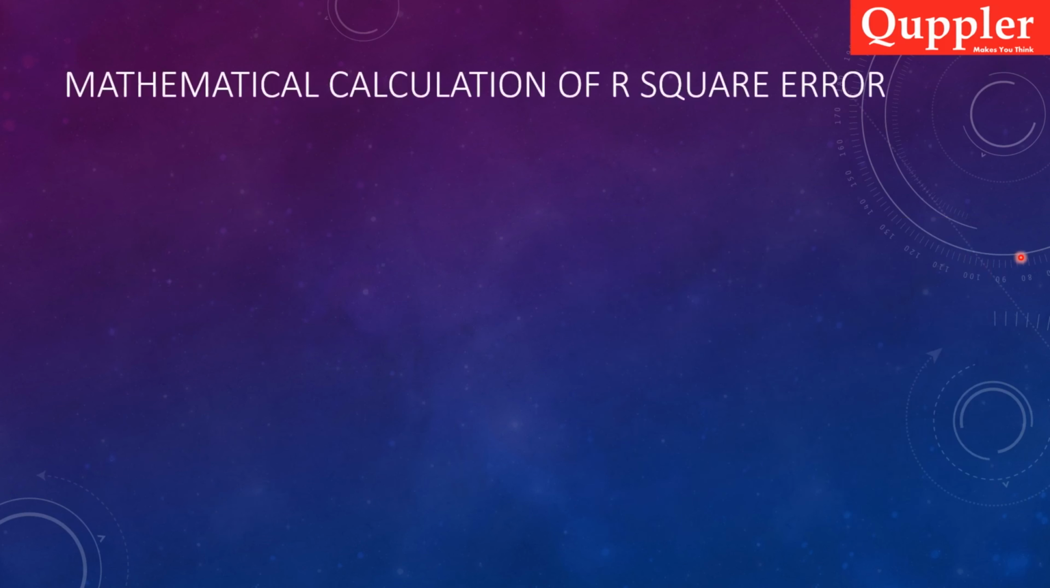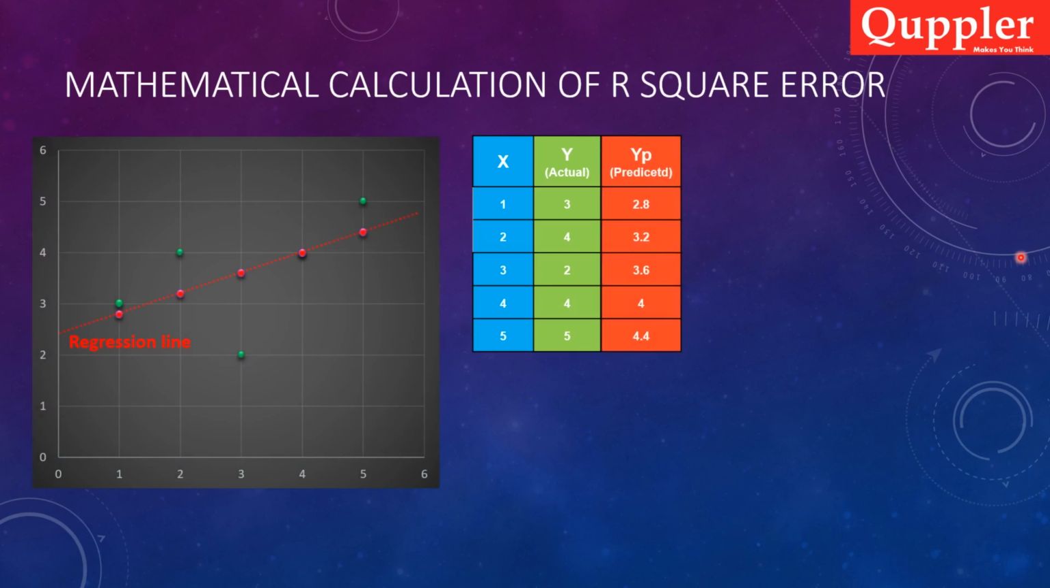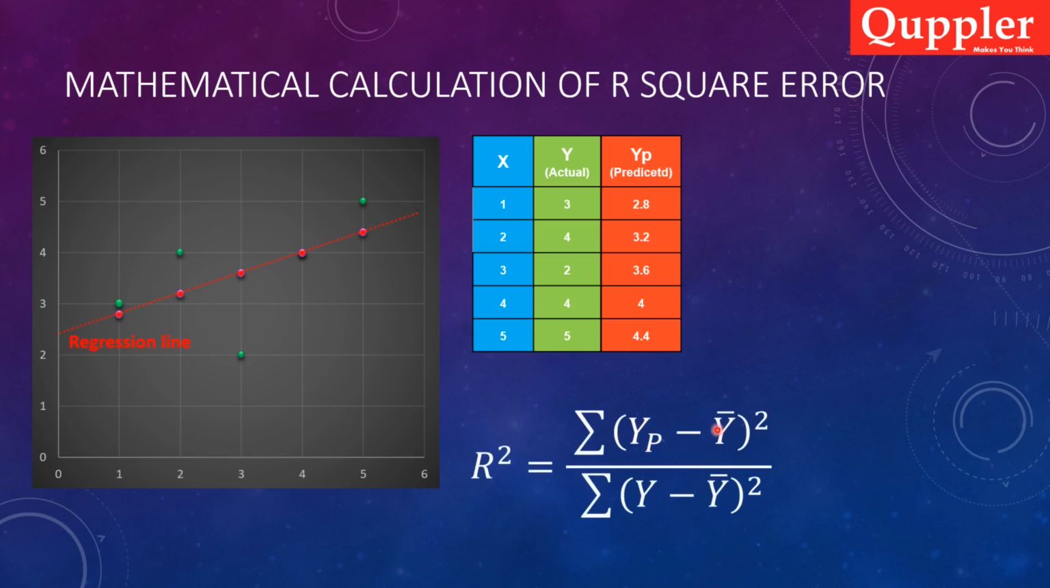Now we need to understand mathematically how we can calculate R square. Let's say I have x and y, which we plot in a 2D diagram against the predicted value. Once we get the predicted values, we draw a regression line across it. The formula of R square is the summation of (yp minus y bar) squared divided by the summation of (y minus y bar) squared, where y bar denotes the mean. We calculated the mean of the actual values, which came to around 3.6, and drew a line across it.